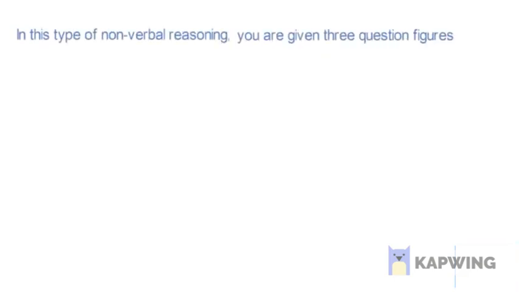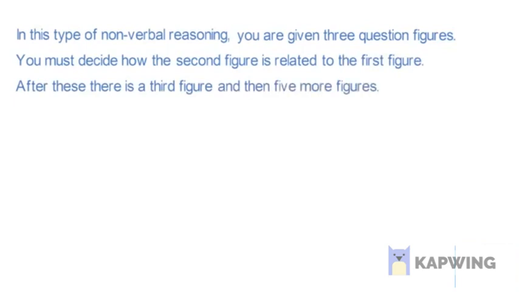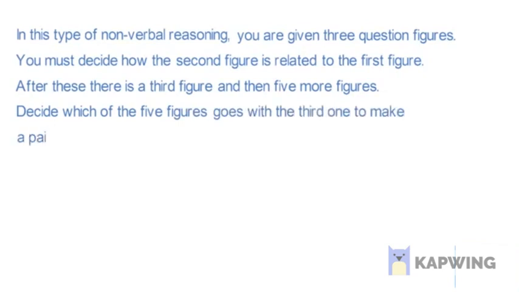In this type of non-verbal reasoning, you are given 3 question figures. You must decide how the second figure is related to the first figure. After these, there is a third figure, and then 5 more figures. Decide which of the 5 figures goes with the third one to make a pair, like the first 2.